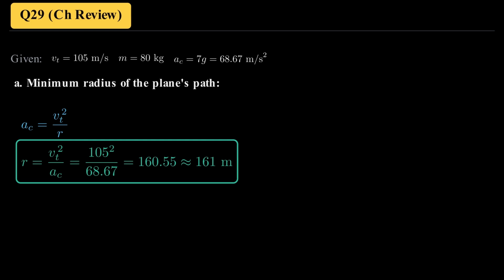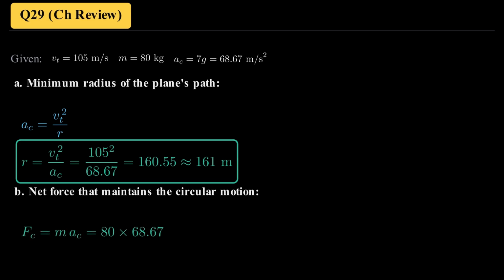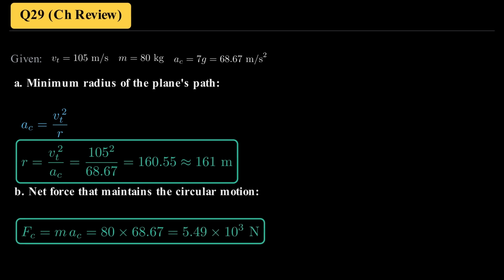For part B, it says, at this radius, what is the net force that maintains circular motion on the pilot by the seat belts, the friction against the seat, and so forth? So it's asking for Fc. And how do you know which equation to use? You have Vt, you have the radius, you have the mass. You can use either of these equations: Fc is equal to mVt squared divided by r, or Fc is equal to m times centripetal acceleration. It doesn't matter which one you use, since you have all the givens for those equations. Fc is equal to mAc, that is the equation I'm going to use. m is 80 times Ac is 68.67, and that is going to be 5.49 times 10 to the power of 3 Newton.